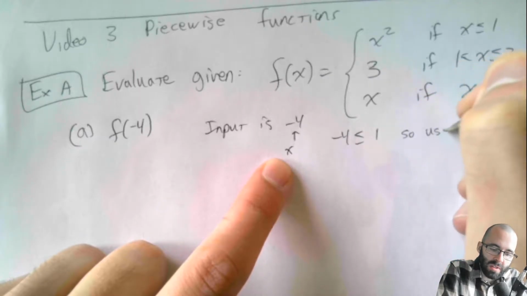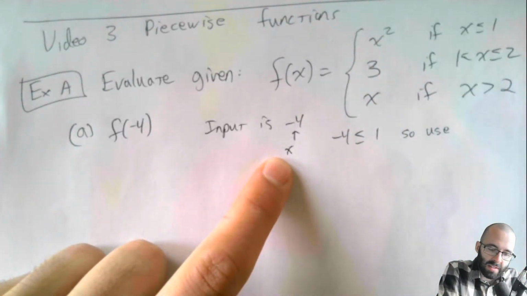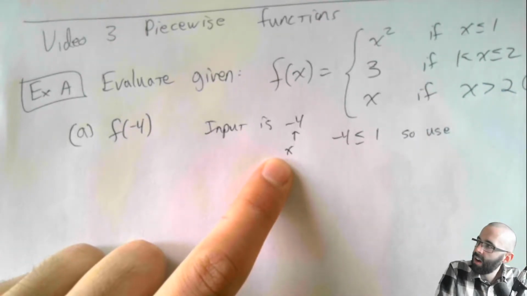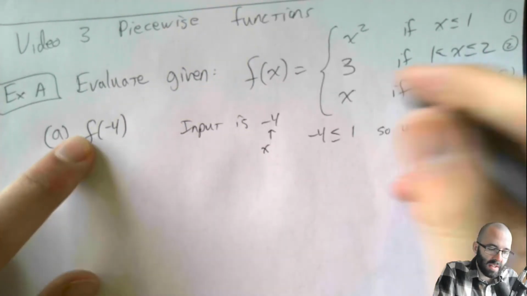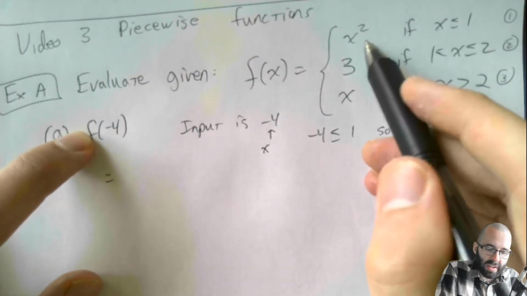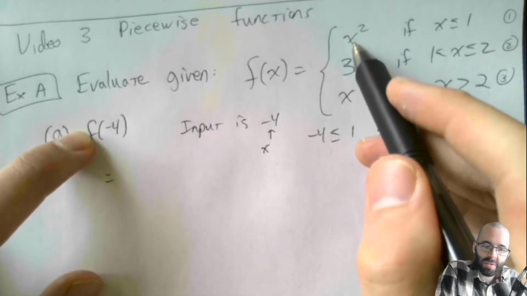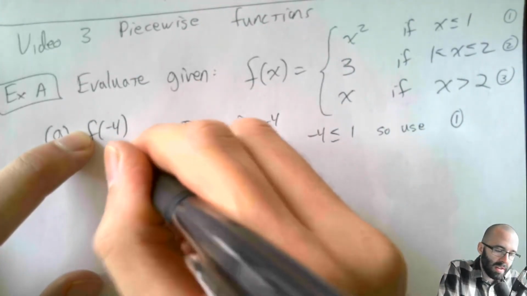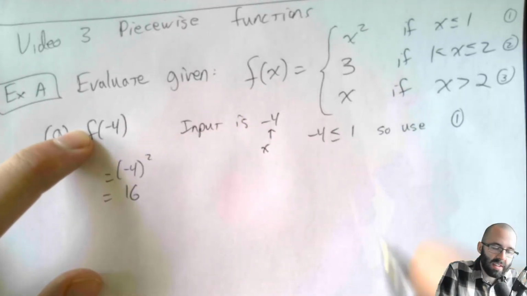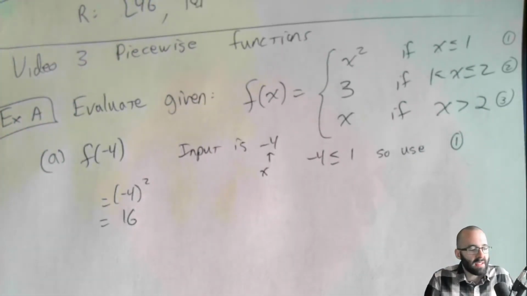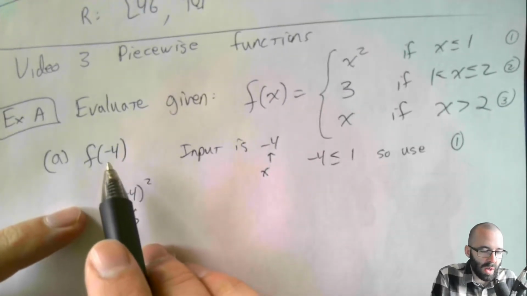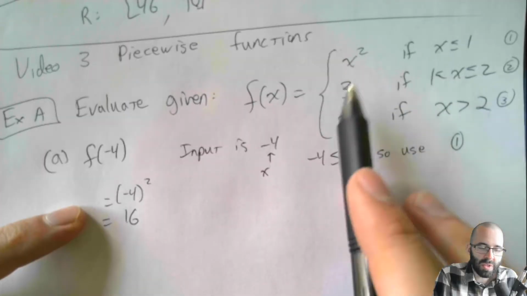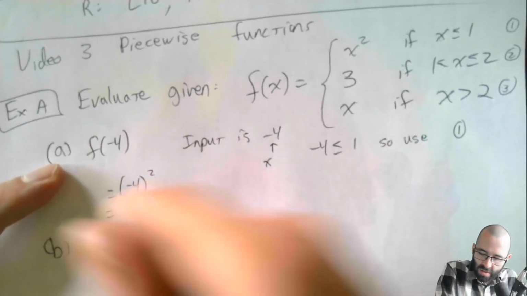So let's name these, right? Name this the first piece, second piece, the third piece. Use first piece. So f of -4 is going to be, this is the rule that we have to use here, -4 squared, which is 16. All right, and that's the basics of evaluating piecewise function. You just have to figure out where is your input, determine which piece you're using. Do another one, part B.